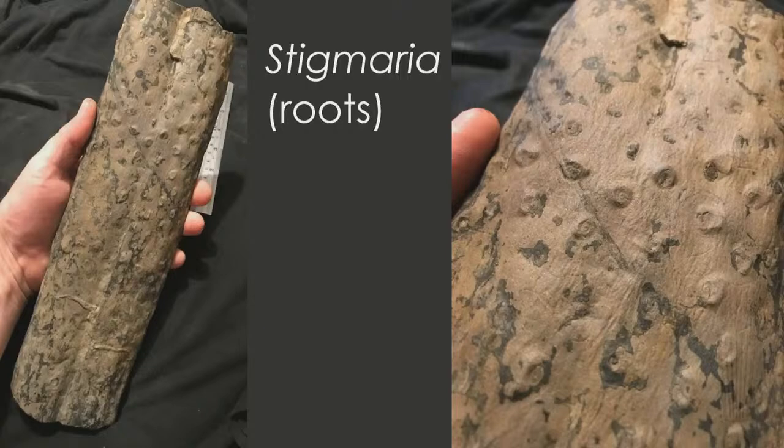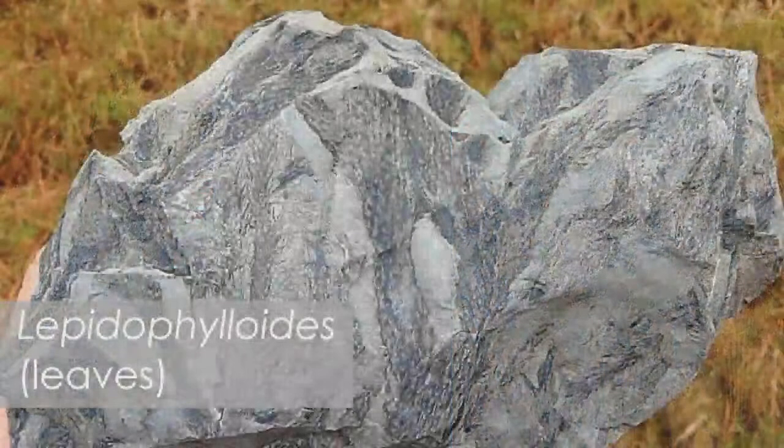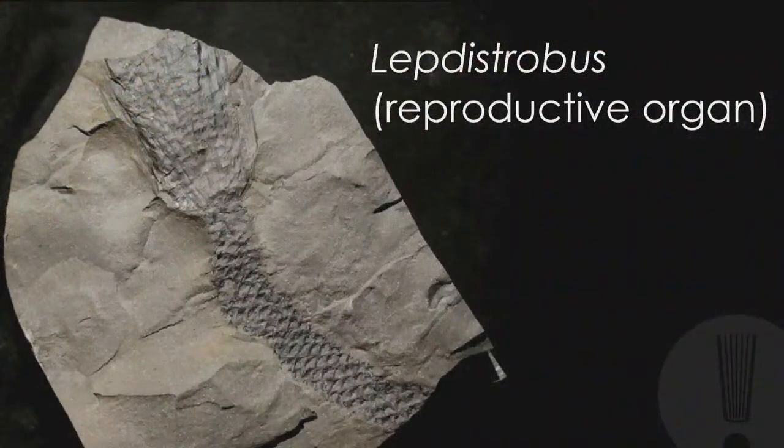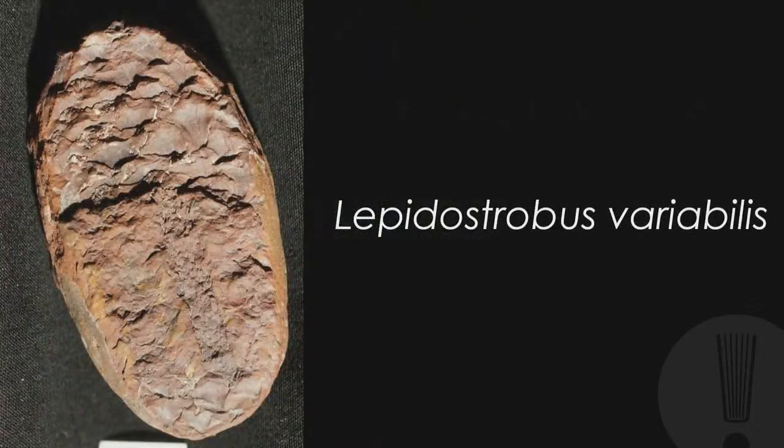This is from Kentucky, of a Lepidodendron tree. Here are some Lepidophloios, or the leaves, also from Kentucky. Here is a good picture of the Lepidostrobus, which again I've misspelled. Should be missing an I in there. That's the reproductive organ. There's another one.